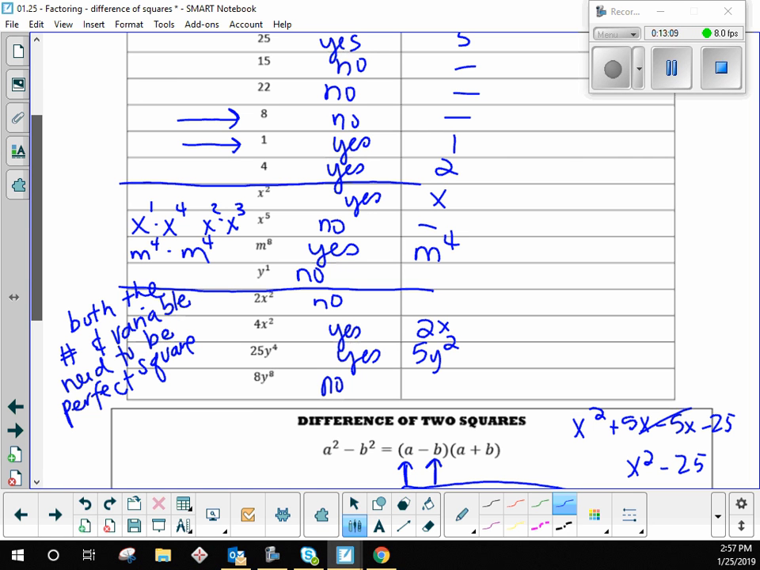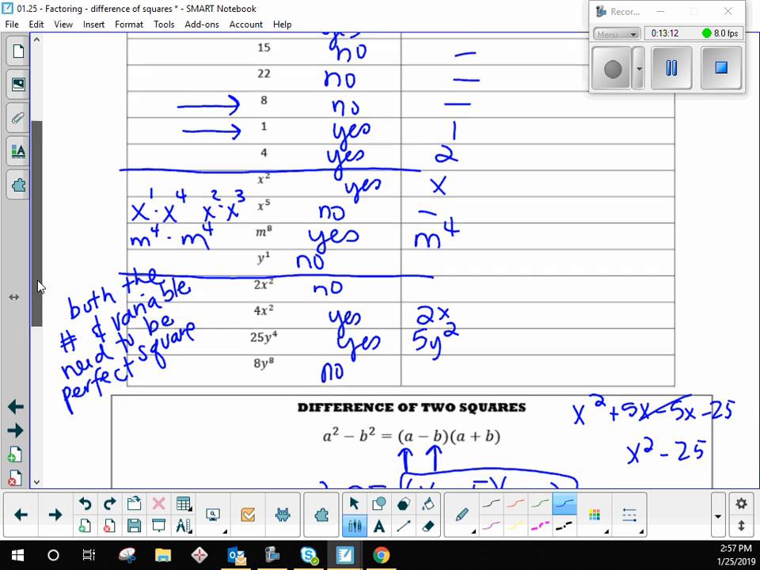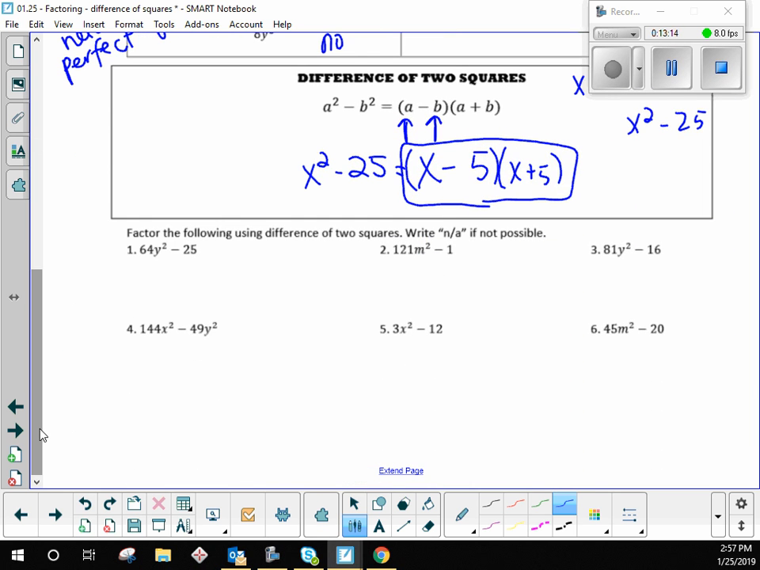I'm going to scroll down. Does anybody need this up anymore? All right, so number 1, I need the square root of the first thing and the square root of the second. What's the square root of 64y squared? 8y. What about 25? I'm going to make a minus version and a plus version, and I'm done. Isn't that bad? I want you to do 2, 3, and 4, and then we'll talk about it.